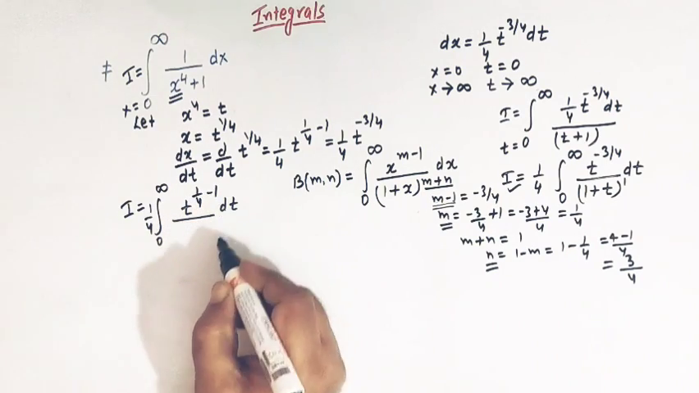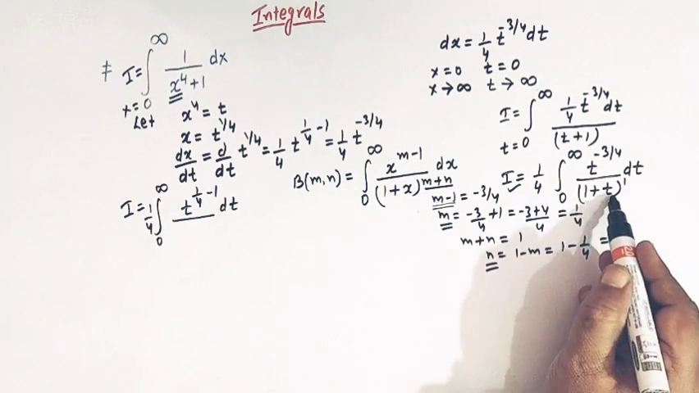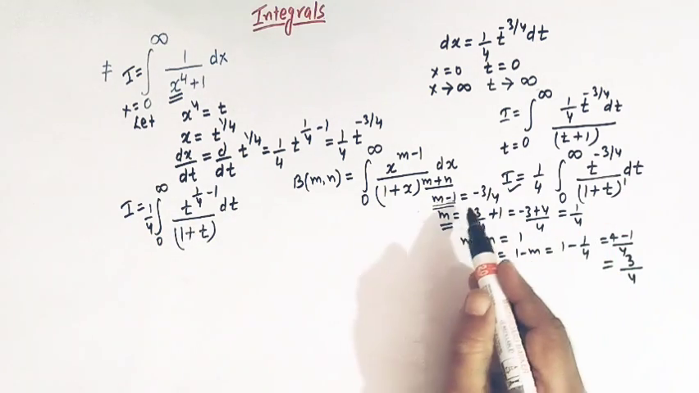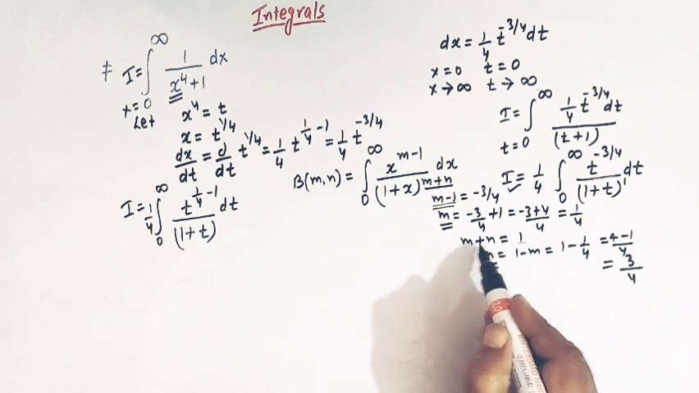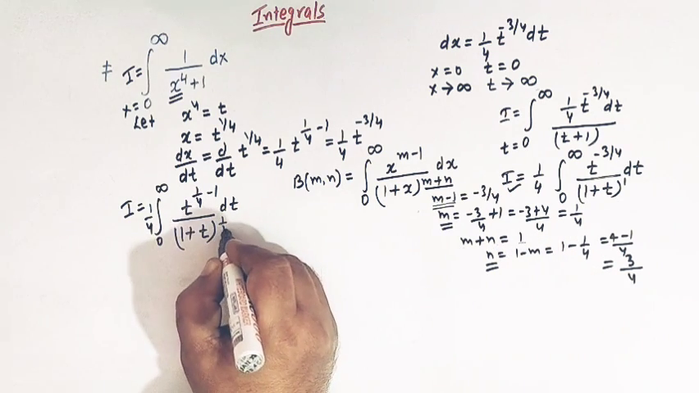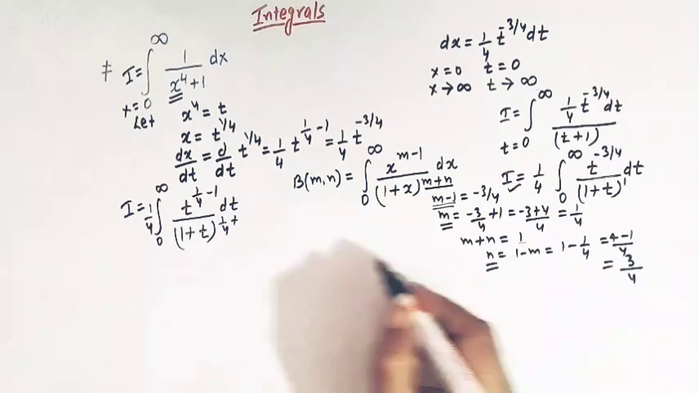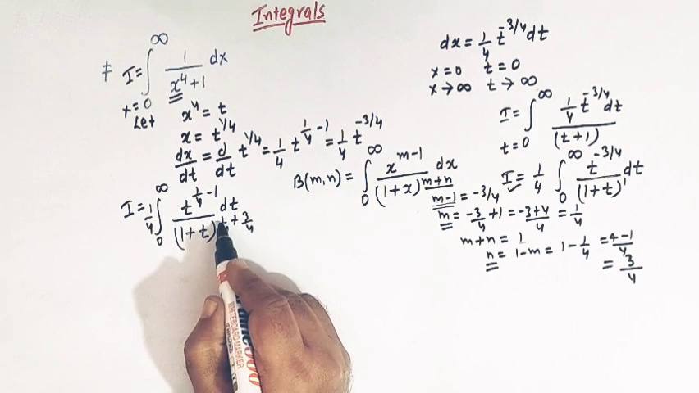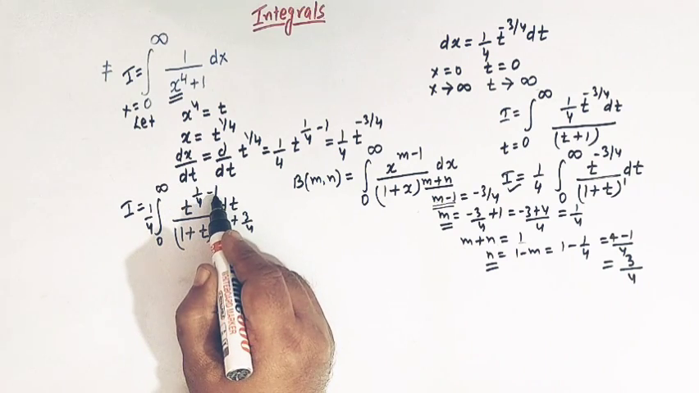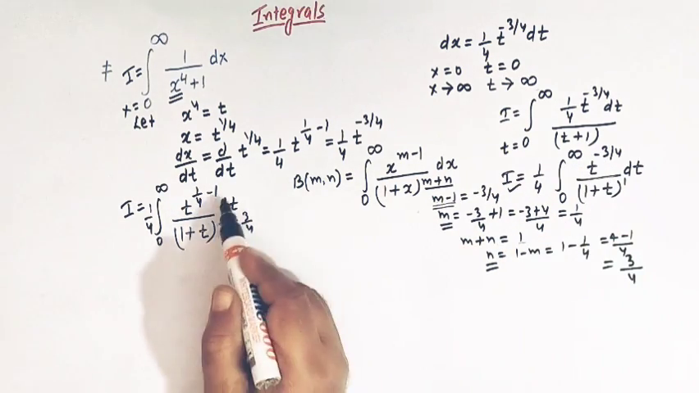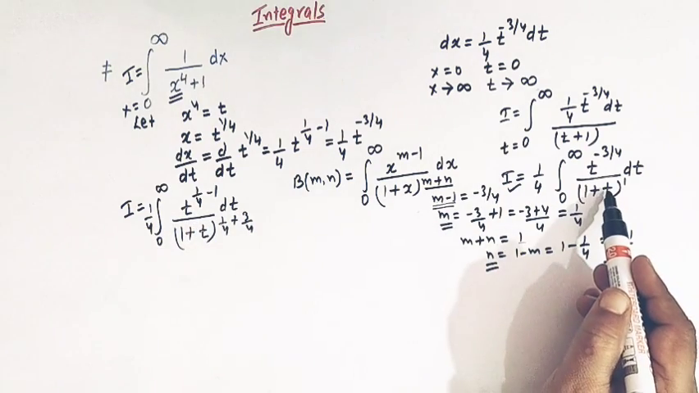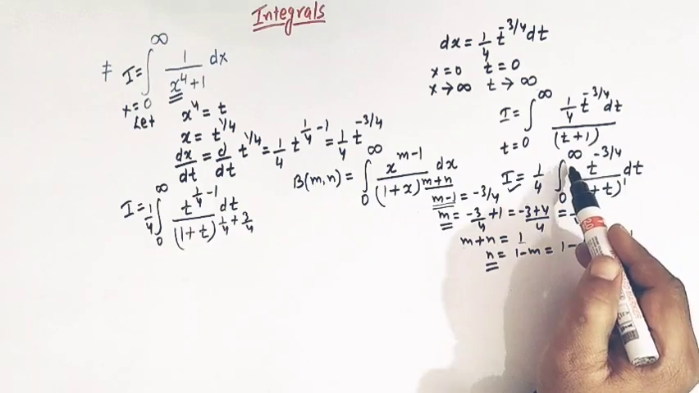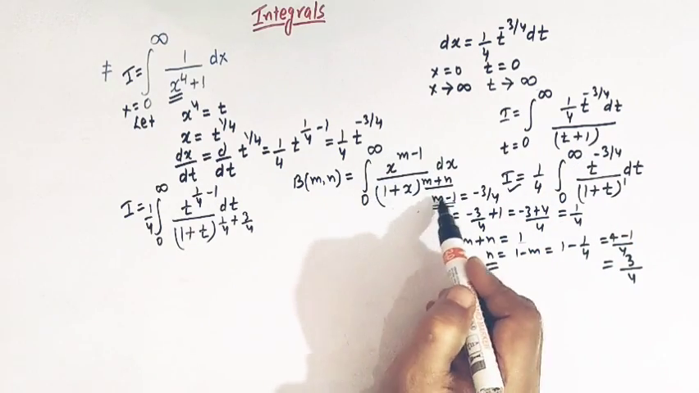And here we have dt, and 1 plus t raised to 1. So we have 1 plus t raised to 1. 1 is equal to m plus n. M is 1 by 4. N is 3 by 4, right? So this is 3 plus 1, 4. 4 over 4 is 1. And 1 by 4 minus 1 is minus 3 by 4. So again we'll get the same integral, except that we have expressed the integrand like this, right?